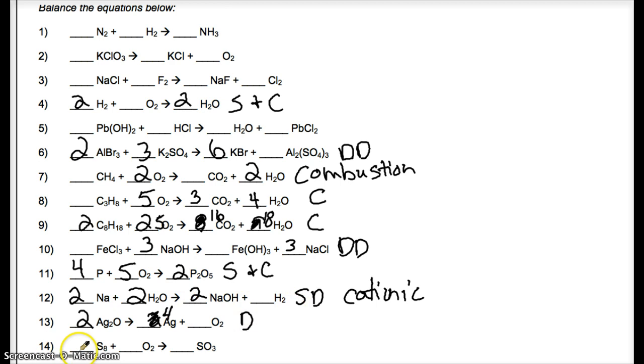Number 14, we have S8 mixing with oxygen gives me sulfur trioxide. So I've got 8 sulfur, now I have 8 sulfur. That gives me 24 oxygen. I need to make this a 12 to get me 24 oxygen. Everything's balanced. We've got 2 things coming together to give me 1. It's synthesis, but it's combining with oxygen. So it's a synthesis and combustion reaction.